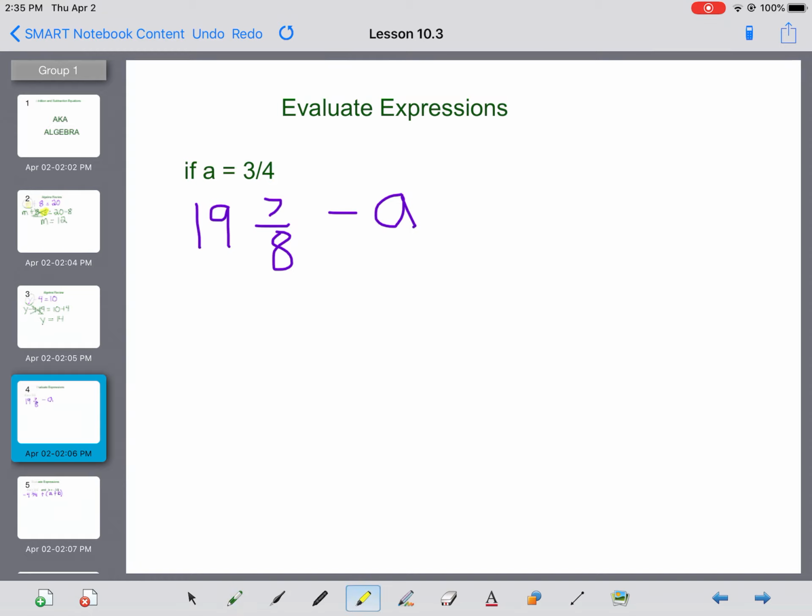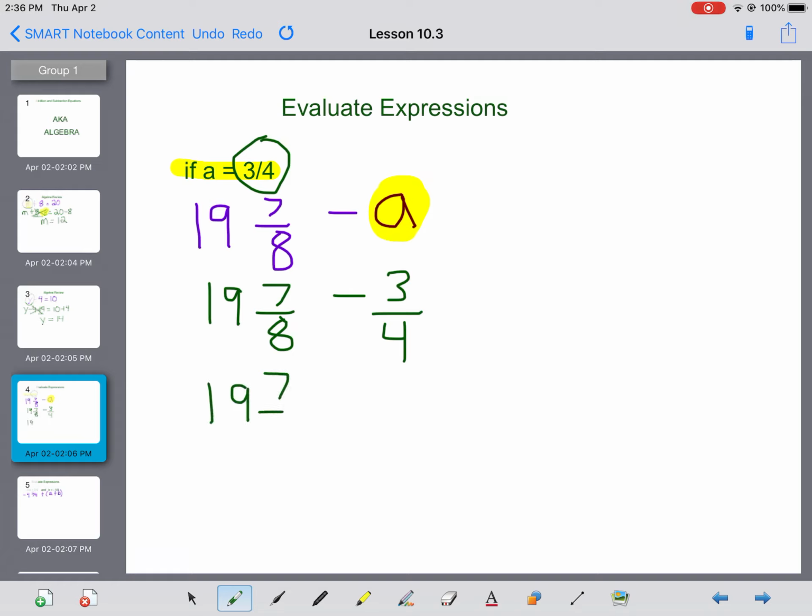So evaluating an expression is not the same as solving for a variable. In this case, I'm being told what a is. So if a is 3/4, what is this statement? I want to simplify it. So what I can do is I can just start by writing out what I have. And then where a is, I know what a is. I'm going to plug it in there. 3/4. Now I have a regular subtraction equation.